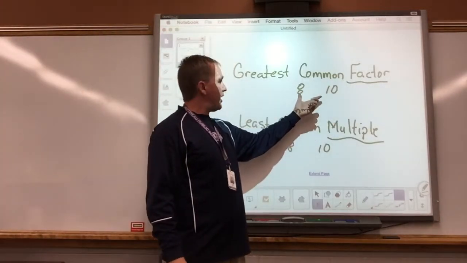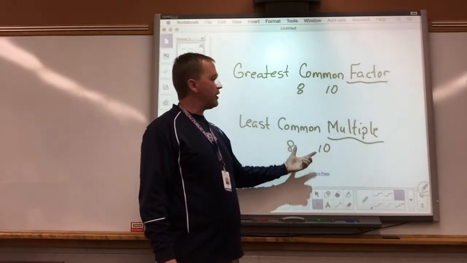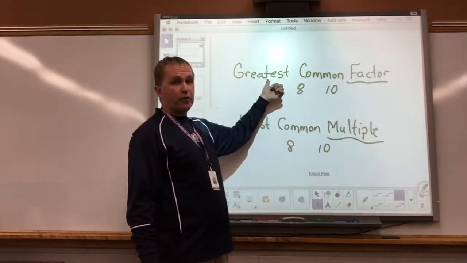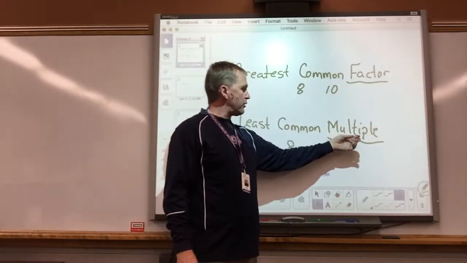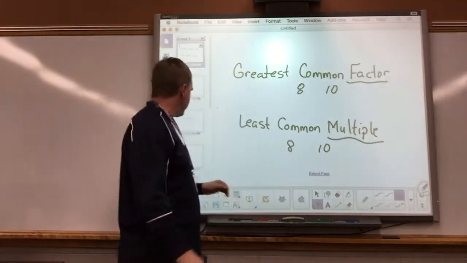Factors are the numbers that go into both of the numbers, whereas a multiple is what they both go into. A little bit confusing because factors are smaller, but we're asking for the largest of those. Multiples are bigger, but we're actually asking for the smallest of those multiples.